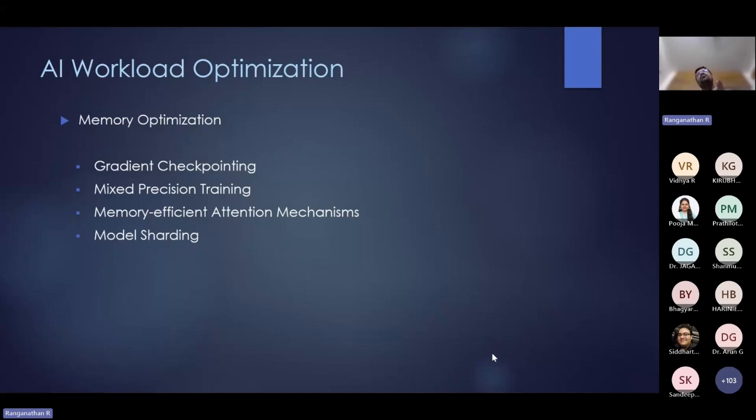So which strategy you want to use depends on what kind of use case you're working on, right? For example, if it's going to be simple text data, then simple model sharding will do. But if you're going to have a combination of rich data, like images, video, audio, then you go for mixed precision training.